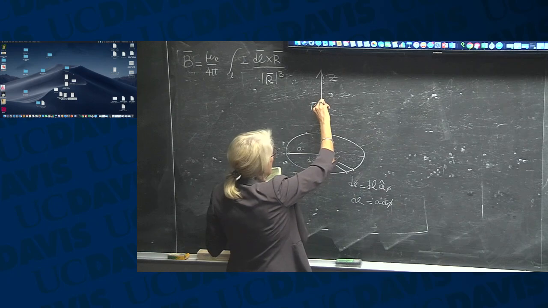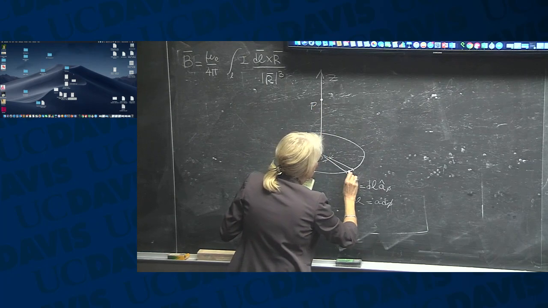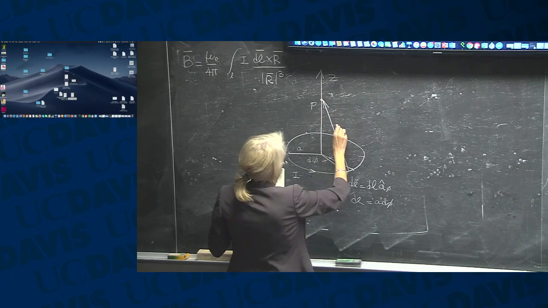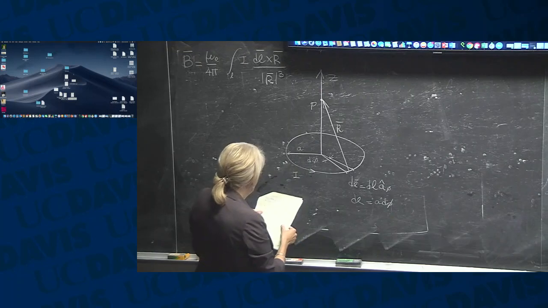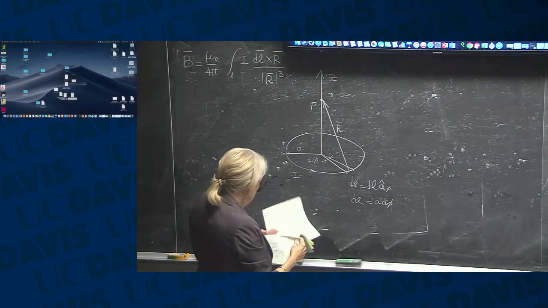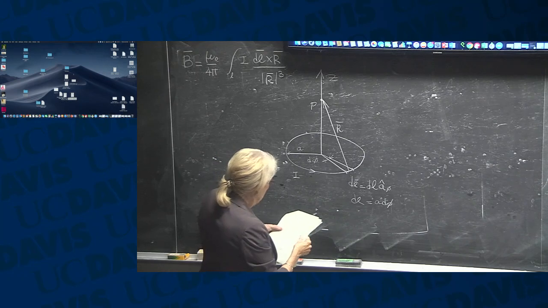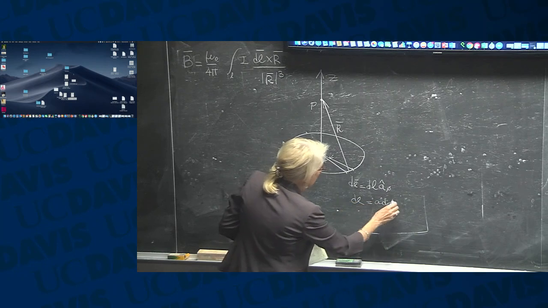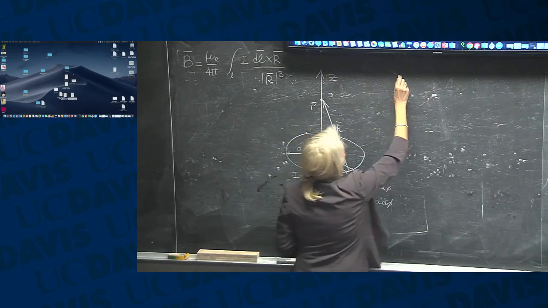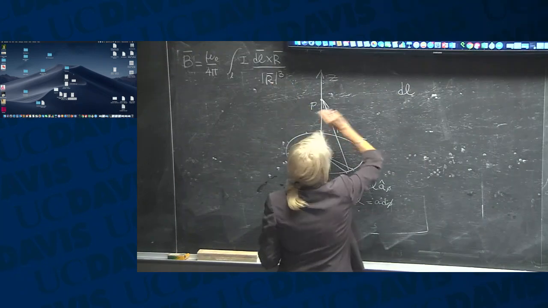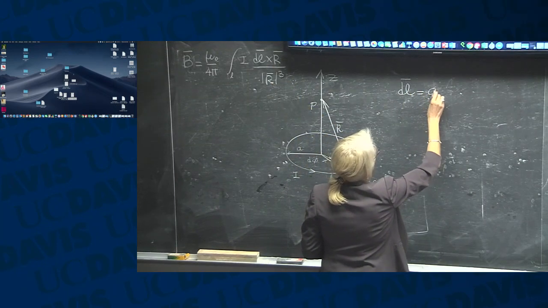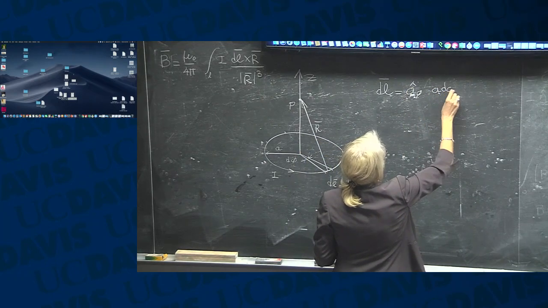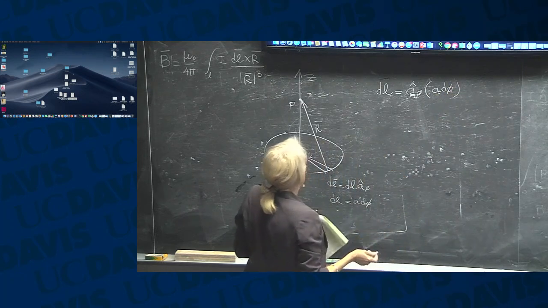R is the vector that goes from the center of this small element to this point here. So R goes like this. We found how to write this vector. So we found the dl, because we have to plug in the relationship. This is along the phi direction and has radius a d phi as a value. Now let's write R.